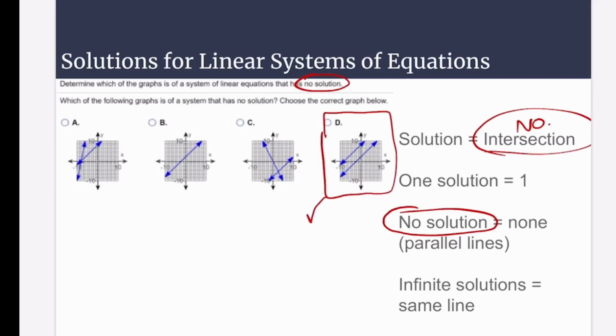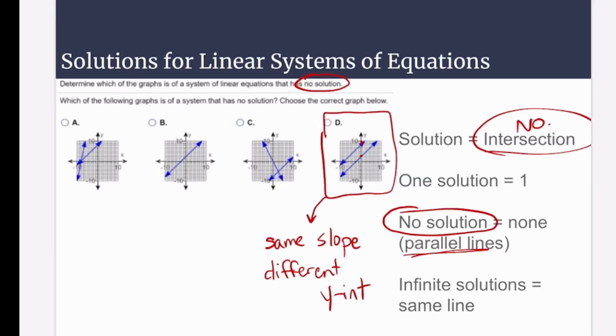What this means algebraically is the lines are parallel. So they have the same slope, which makes them parallel, but they have different y-intercepts. So they're touching the y-axis at different places, which makes them two completely different lines. And that's why there's no solution here.